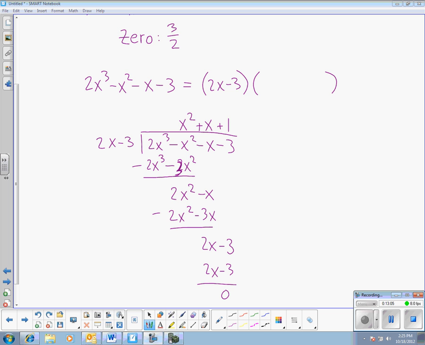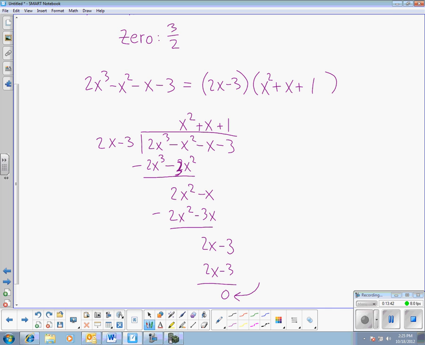And notice one thing about this is that the remainder was 0. You better get a remainder of 0 or else you have a problem. Because having a remainder of 0 means it divided in equally. And by saying that 2x minus 3 is one of the factors, we are saying that it divides in equally. So if you did not get 0, either 2x minus 3 was a wrong factor, or you did your long division wrong. But what I've done is I've determined that x squared plus x plus 1 is what's left over when I divide out 2x minus 3.